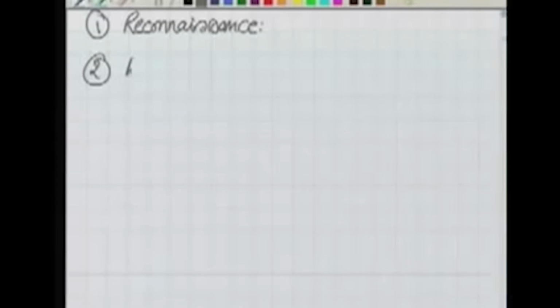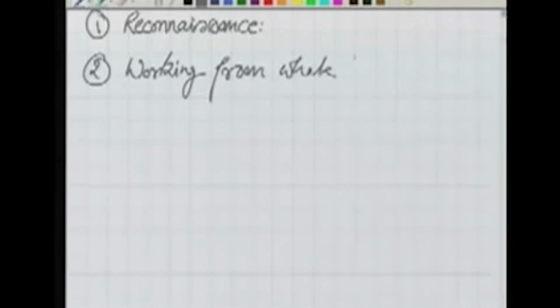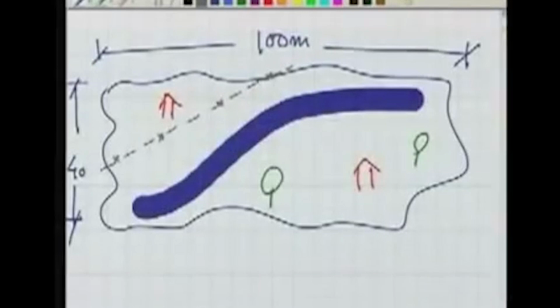So we do the reconnaissance, and then the principle number 2, that is about working from whole to part. We have discussed that and we will see how we are going to implement this principle when we are making this map. Now in working from whole to part, how do we implement it here? First of all, we decide about some 2 locations, because we are making use of chain, it will become very clear to you very soon.